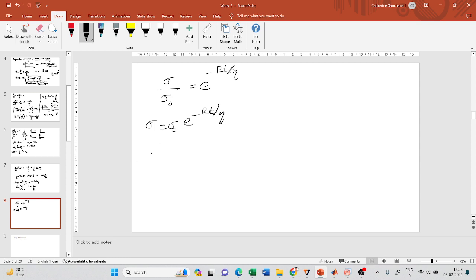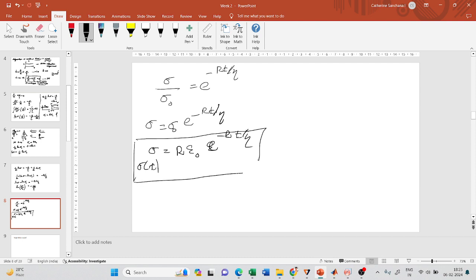Right? So I can substitute for the sigma naught as r into epsilon naught, or it can be sigma naught, no issues. So this will be my sigma of t, or this will be my stress response when my Maxwell model is subjected to a stress relaxation test, or when I'm predicting the material response using a Maxwell model by subjecting it to a stress relaxation test. Okay, so this is my sigma of t.